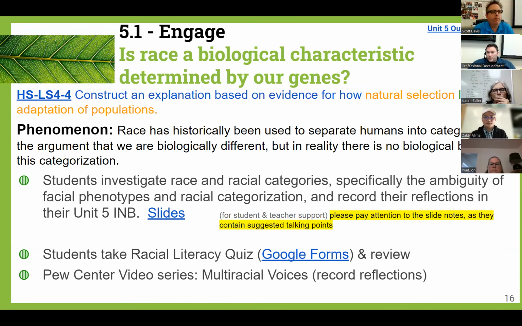There it is. Okay, so 5.1 is the beginning of our unit. So the first thing we do is we start to talk about the phenomenon. Every single unit that we have has a phenomenon. This particular one is dealing with race. So it's saying that race has historically been used to separate humans.